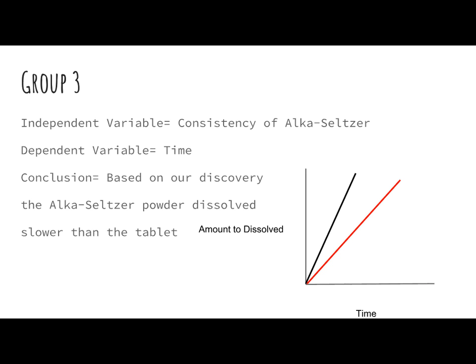So our independent variable was the consistency of the Alka-Seltzer, either crushed or just solid as it was when we took it out of the package.